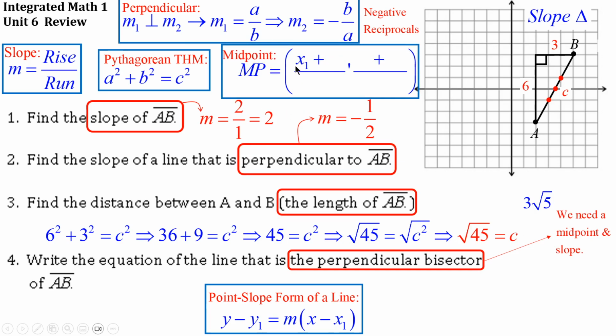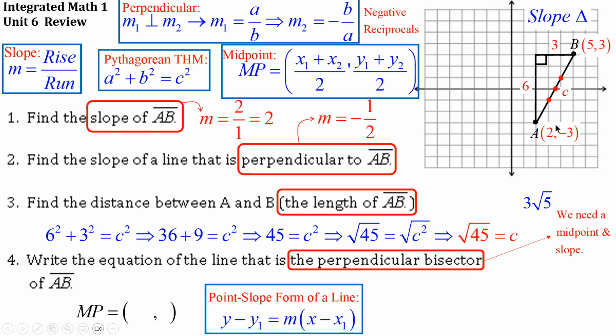x sub 1 plus x sub 2 divided by 2. That is just the average of the x coordinates of your segment, plus y sub 1 plus y sub 2 divided by 2, the average of your y coordinates. Okay, so what's the midpoint? Well, let's look at point A. The x coordinate is a 2, and the y coordinate is a negative 3. And for B, the x coordinate is 2, 3, 4, 5, and the y coordinate is a 3.